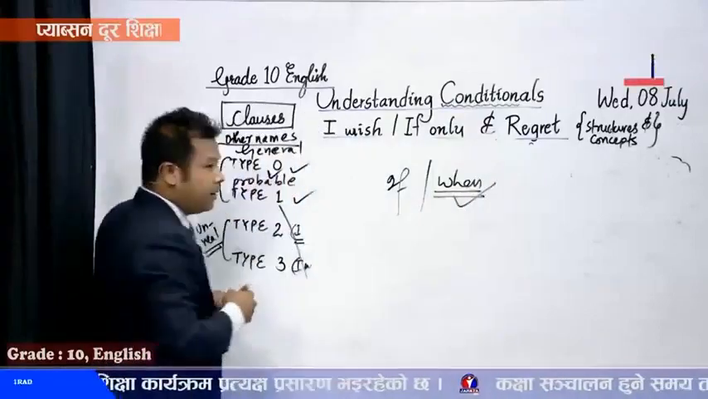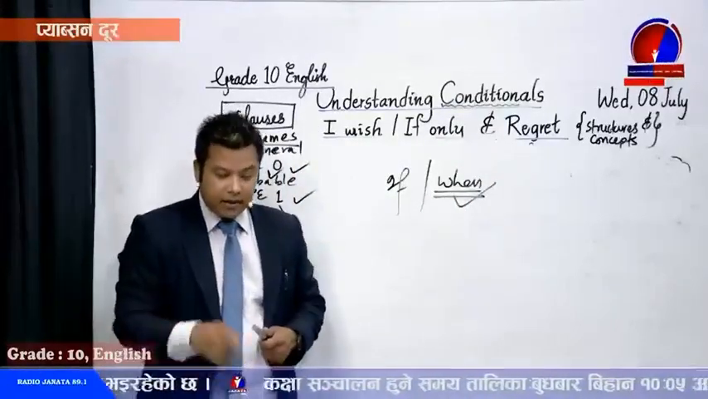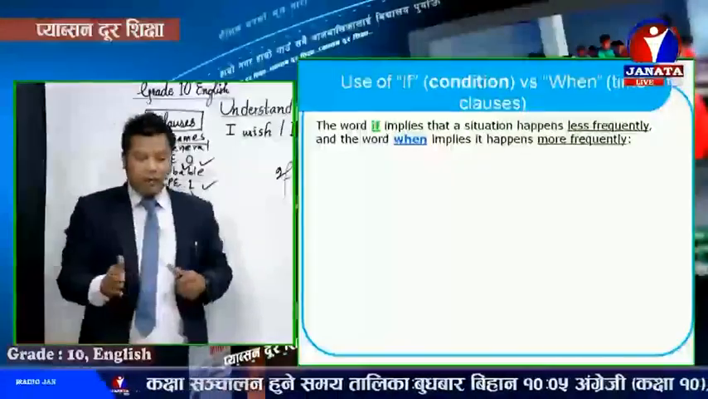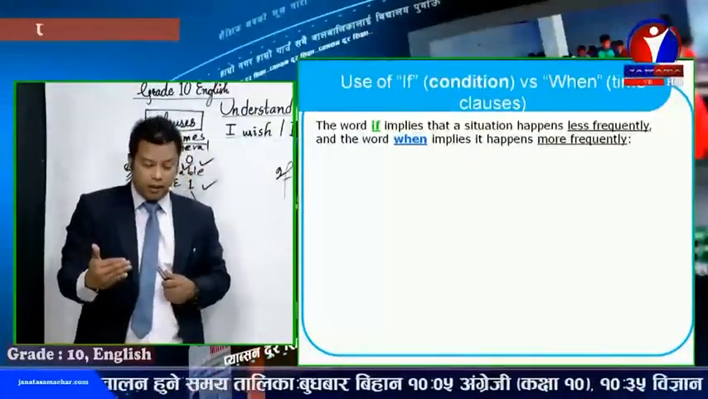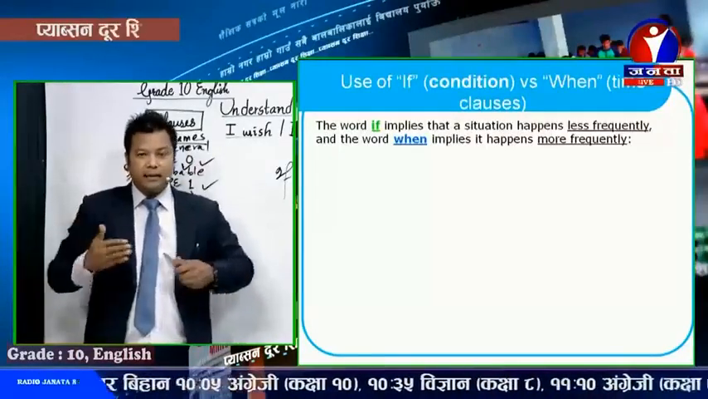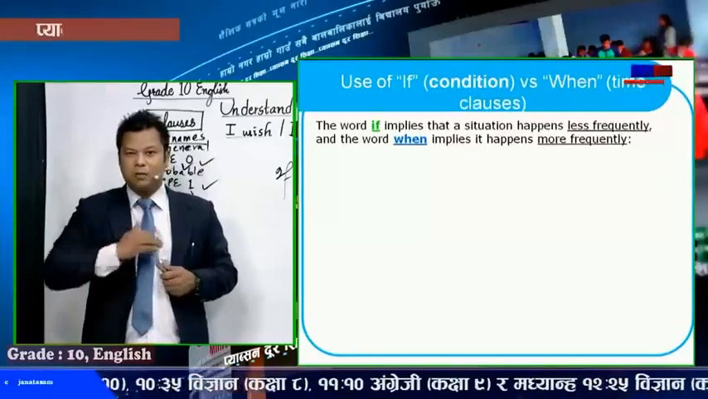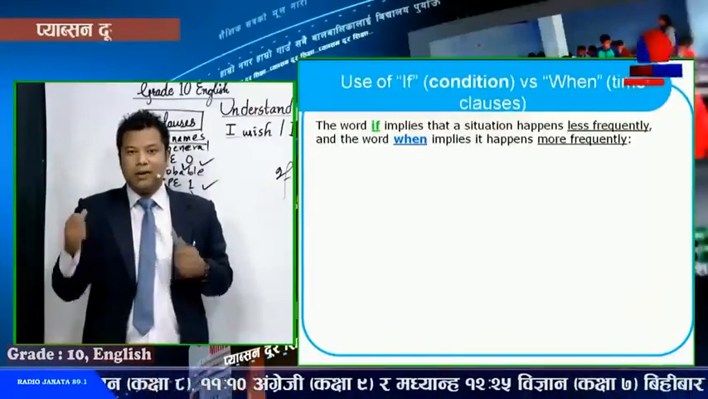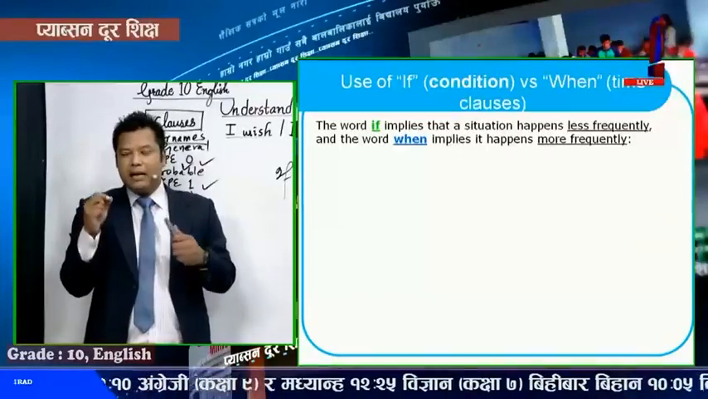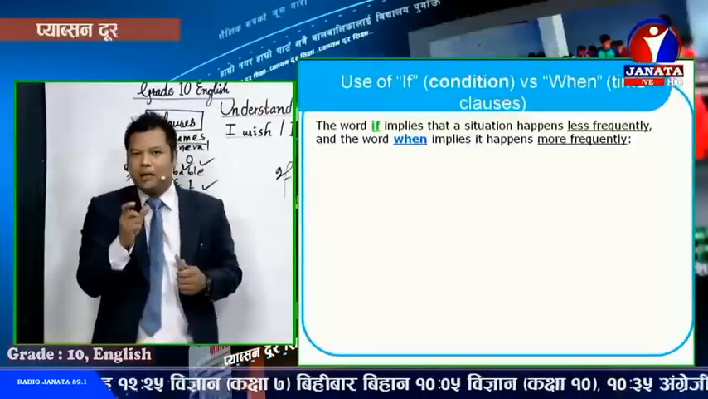What is "when" and how does it make a difference in understanding? Look at the screen. The word "if" implies that a situation happens less frequently, and "when" implies more frequently. So if I say, "If I get angry, I will smash things in my room," now when I see this, my chances of getting angry are less because I use the word "if."